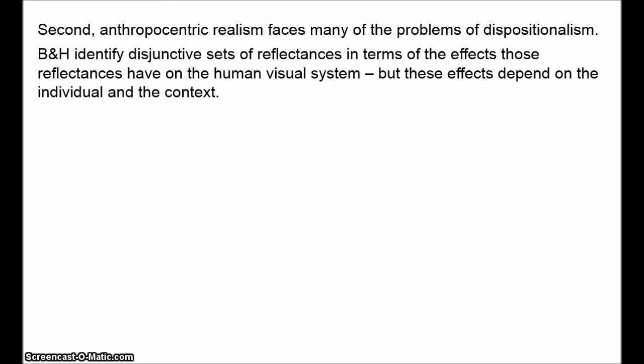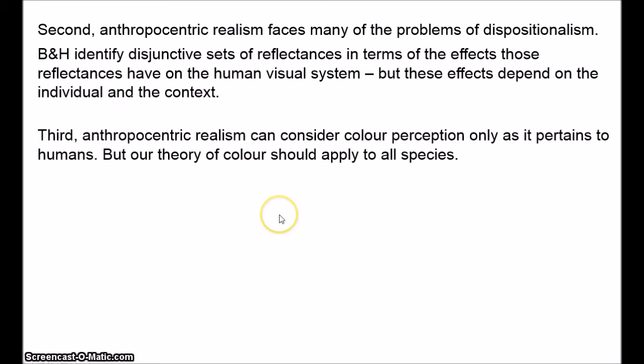Again, I'll look at that in the video on dispositionalism, but when we get to that, just bear in mind that anthropocentric realism is going to face many of the same problems. A third objection is that anthropocentric realism can consider colour perception only as it pertains to humans. Presumably other species can see colours, so we would want our colour theory to apply to all species.